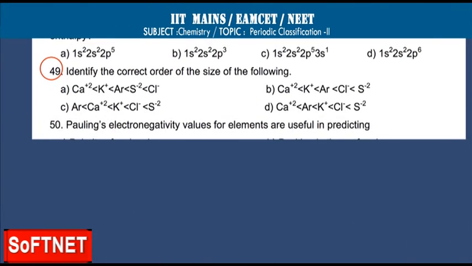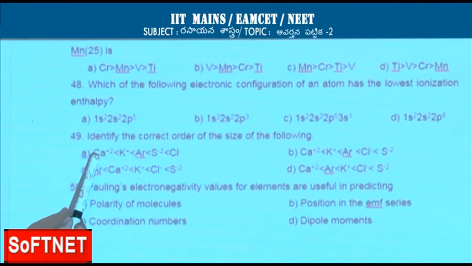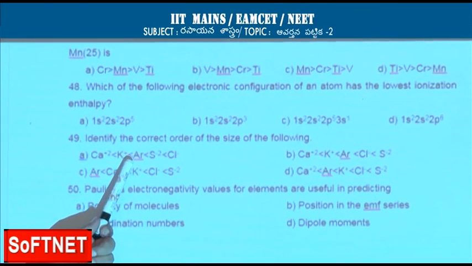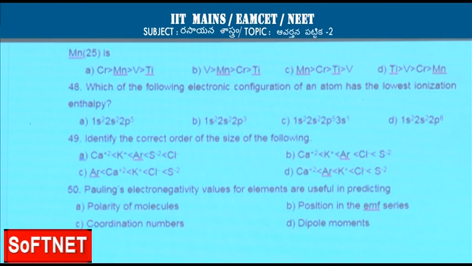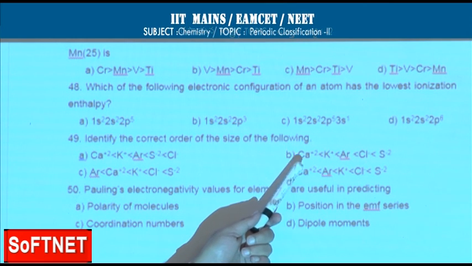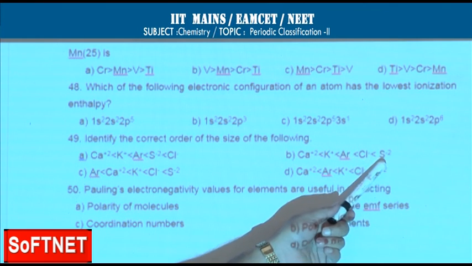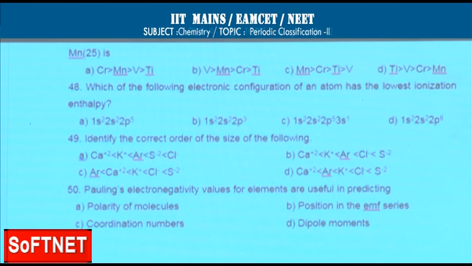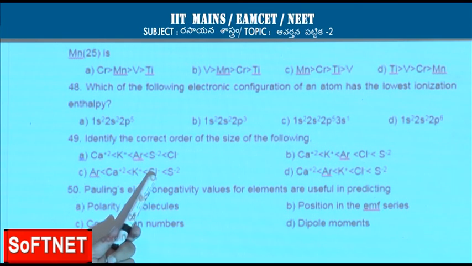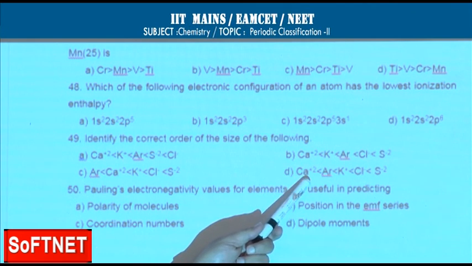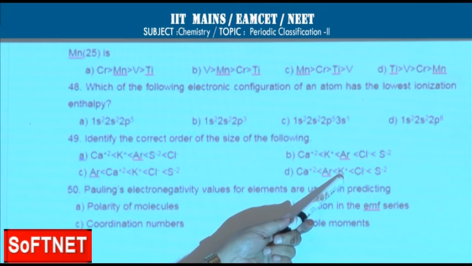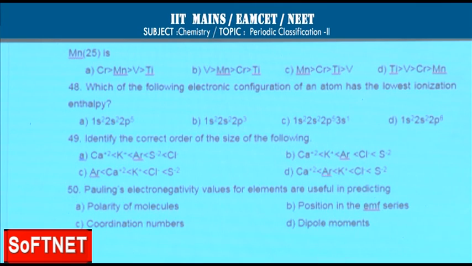Identify the correct order of the size of the following. Given options are A. Ca2+ < K+ < Ar < S2- < Cl-, B. Ca2+ < K+ < argon < Cl- < S2-. Third option, argon < Ca2+ < K+ < Cl- < S2-. D. Ca2+ < argon < potassium < Cl- < S2-.